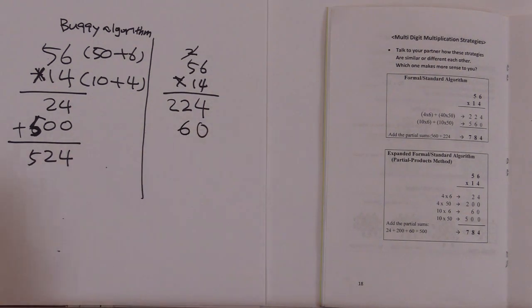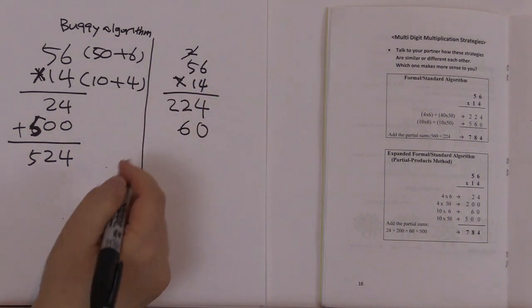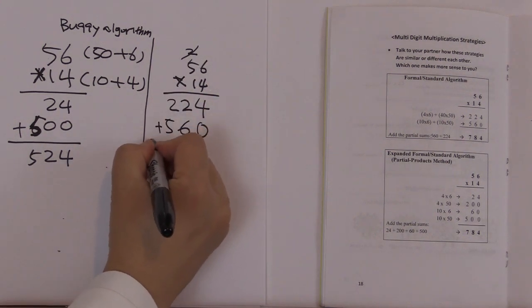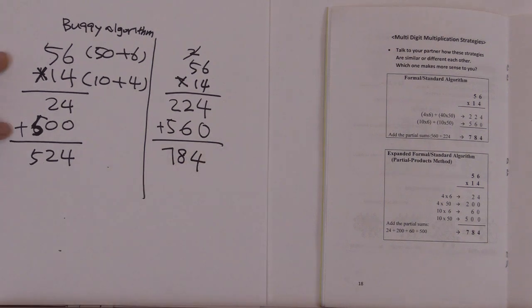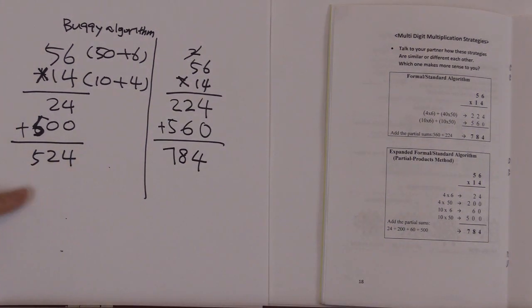60. And what do we do next? 1 times 5 is 5. I'm going to add them together. So my answer is 784. They look pretty similar, as you can see, but the answers are different, right?